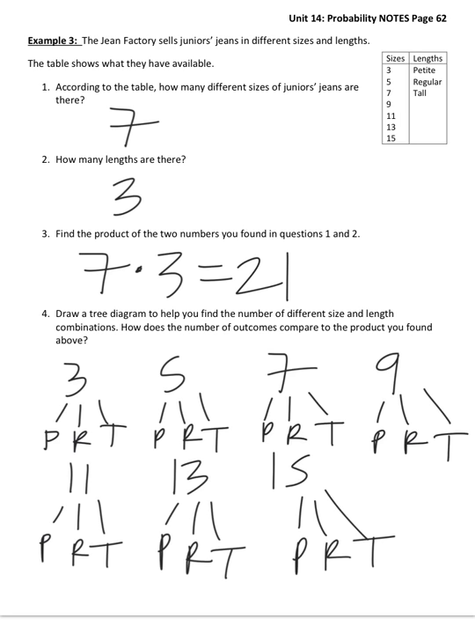Okay, so I abbreviated and I used P for petite, R for regular, and T for tall. But here's 3, 6, 9, 12, 15, 18, 21. So, using the tree diagram, we got the exact same number of outcomes from number 3. But the issue with number 3 versus number 4 is that in number 4 you can see every single outcome. Number 3, when you just use the fundamental counting principle, you just know how many outcomes there are.